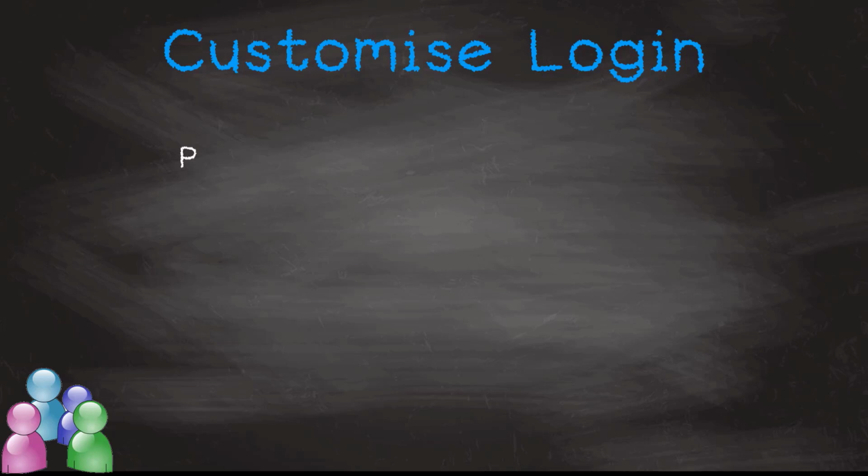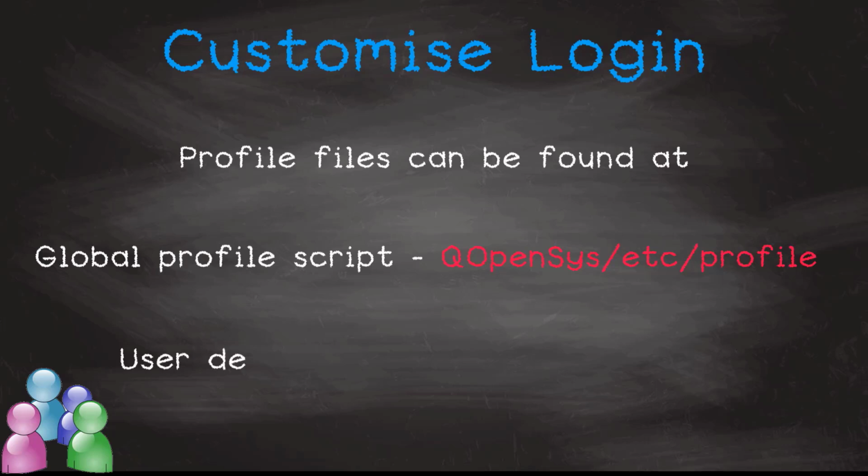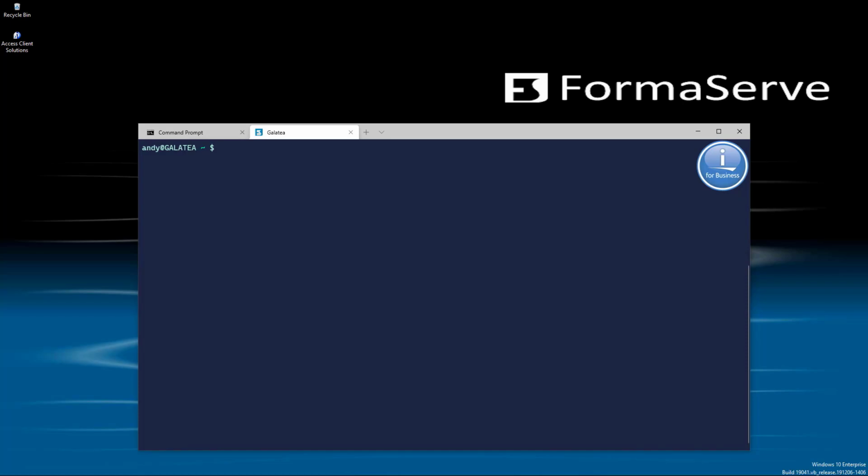The system will search for your shell startup in two ways. It will firstly look to see if a file called profile exists in the QOpenSys/etc directory. If it exists, it will be used globally for all users. It will also look for a file called .profile in the user's home directory. If this file exists, it will use this one as a startup instead of the global one. It takes preference.